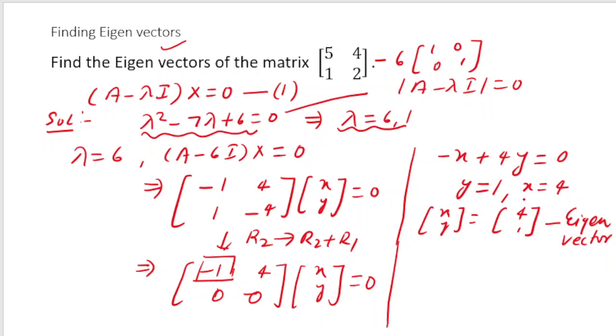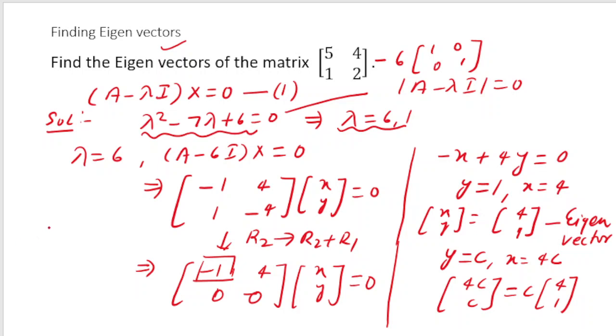Now some of you may argue, why have you taken y equal to 1? I could have taken y equal to anything. In general, I can take y equal to c also. C may be any real number. So if I take y equal to c, I will get x equal to 4c. So I will get the eigenvector like 4c, c, which is nothing but c times 4 1, right? It means that if I have got 4 1 as the eigenvector, any multiple of 4 1 will also be an eigenvector. I can write 8 2, this is also an eigenvector. I can write minus 4 minus 1, this is also an eigenvector, right?